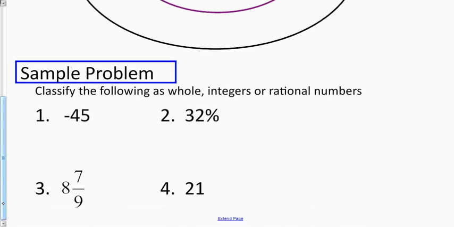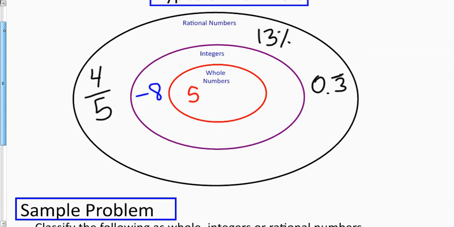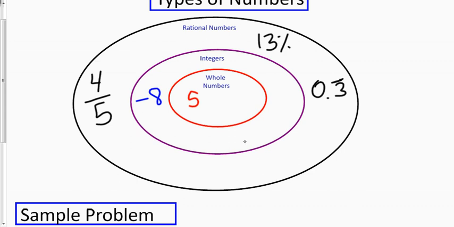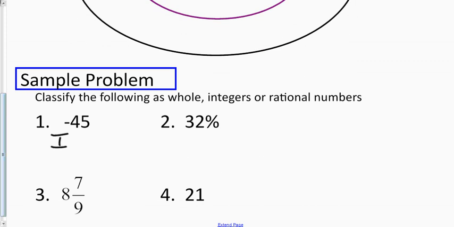So I want to classify the following as whole, integers, or rational numbers. I look at -45. I know it's not a whole number, but I do know it's an integer. And if it's an integer, it's also a rational. You can see that here: if it's in this integer circle, it's also part of the rational oval. So if it's an integer, it's also rational.